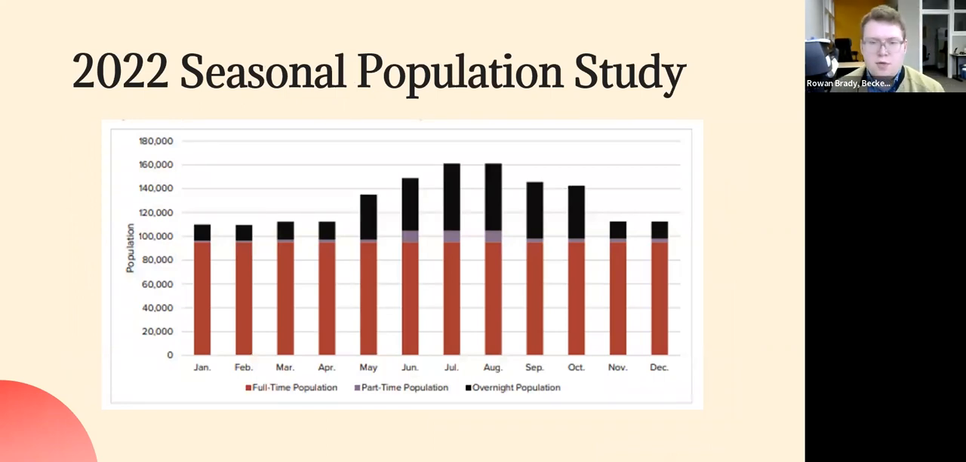In 2022, Networks Northwest and Beckett and Raeder conducted a seasonal population study, which aimed to count the complete population, including visitors, second homeowners, and full-time residents for every month out of the calendar year. As shown in that chart, for Grand Traverse County, the population of the county peaks in the summer months of July and August at roughly 160,000 people, 59% of which are full-time residents. And in the winter, it drops down to about 110,000 people, 86% of which are full-time residents.